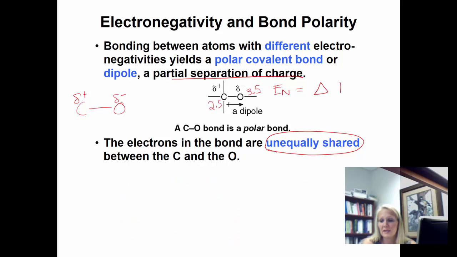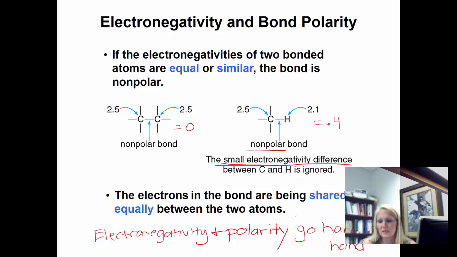If you have zero difference in electronegativity, or something very small, and we're going to put values on this in a second, then this is called a nonpolar covalent bond.